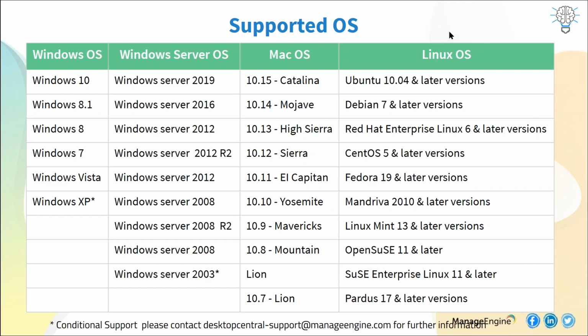So let's continue where we left off. This is the list of supported operating systems, and the application server, that's the Desktop Central server, runs on the Windows platform. But you can manage endpoints with Windows, Mac, or Linux operating systems. In case you have any questions, you can always reach out to support. Please refer to the email address that is shown towards the bottom of the page to get in touch with us.